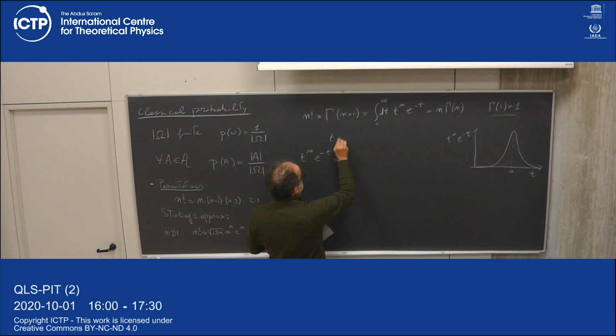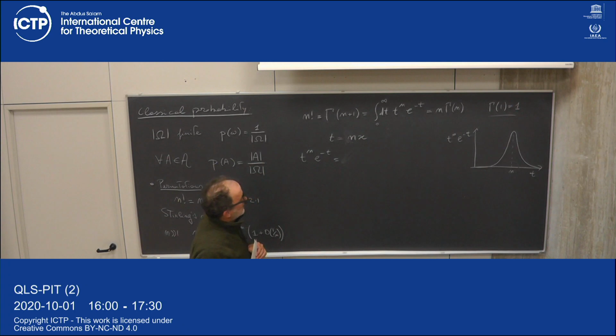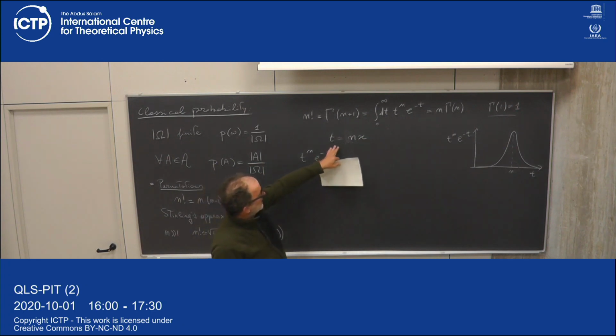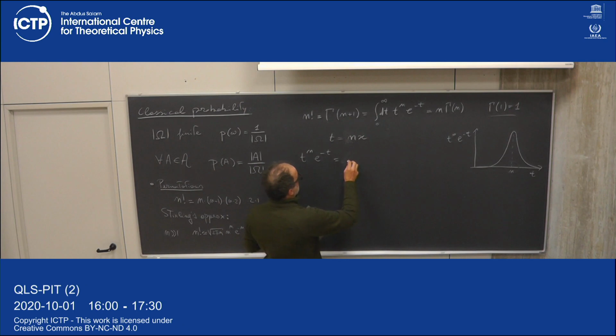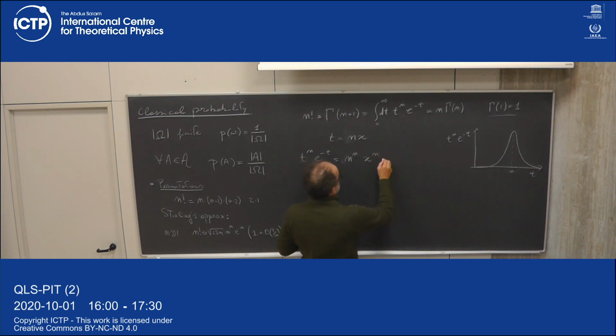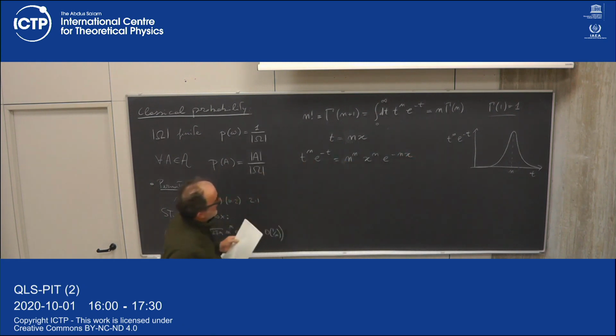So I will write t as n times x, so that as a function of x, this function has a maximum at x equal to 1. Okay, and if I write it down, then this will be n to the n times x to the n e to the minus n times x.